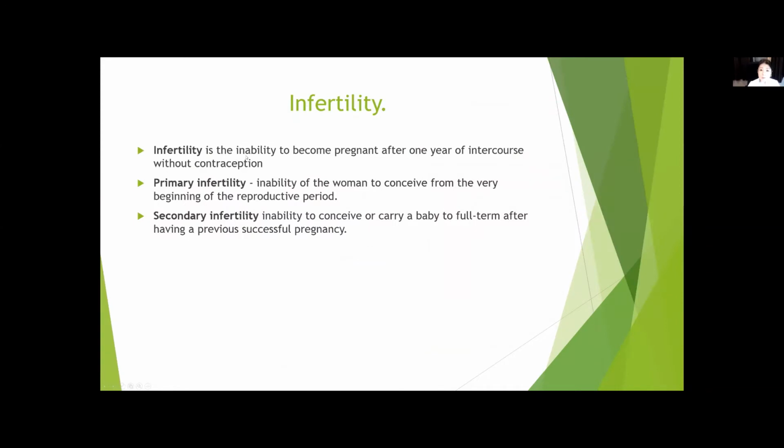Infertility is an inability to become pregnant after 1 year of intercourse without contraception. It is divided into primary and secondary. Primary infertility is an inability of the woman to conceive from the very beginning of the reproductive period. Secondary infertility is an inability to conceive or carry a baby to full term after having a previous successful pregnancy.